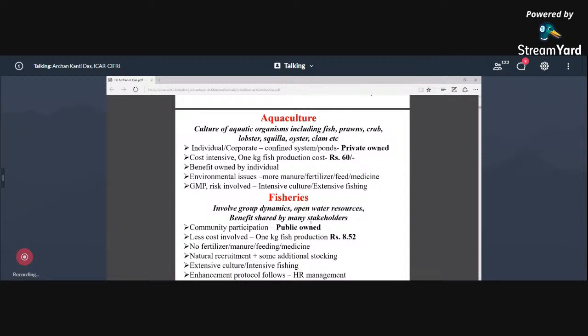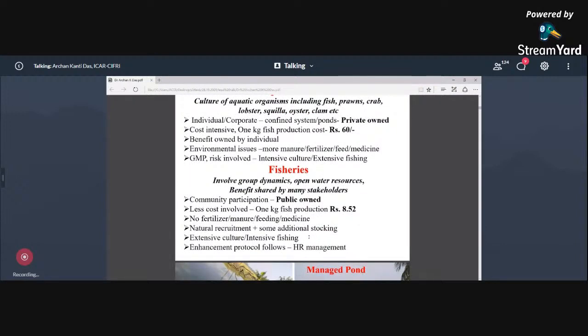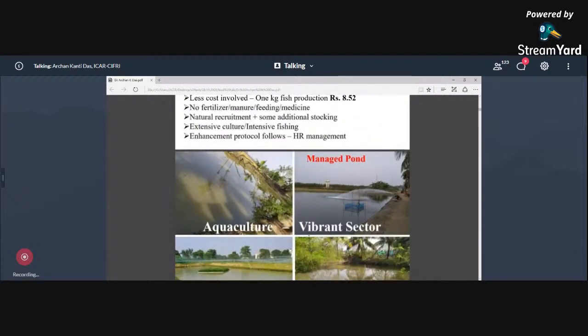And fisheries is vice versa, involving group dynamics, open water resources, benefits shared by many stakeholders. These are all public-owned properties, a public-owned system, where less cost is involved, only the stocking expenditure. 1 kg fish production cost is around 8 rupees 52 paisa, no fertilizer, no manure, no feeding, no medicine, natural recruitment, some additional stocking, that's all. And extensive culture, intensive fishing, enhancement protocols are being opted and followed. We only have to imbibe these SHG groups. Next slide, please.